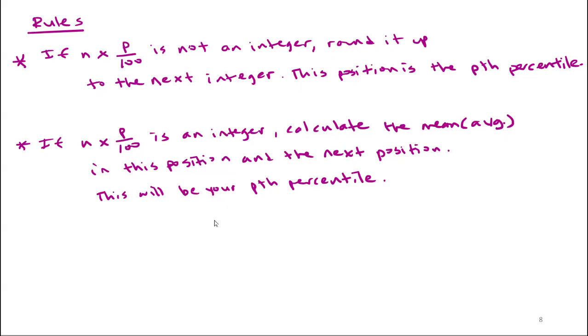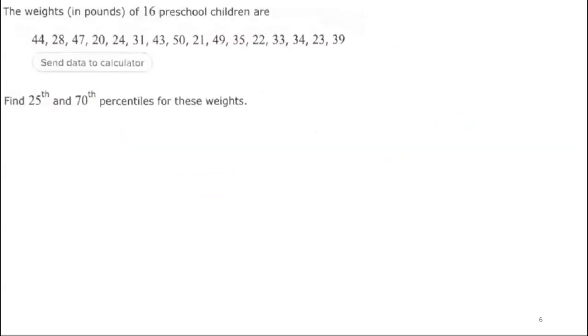All right, so what does that mean? The best way to understand these rules is by doing a problem. So let's go to, I think it's this. Nope. Yep, this is it. All right. It says the weights in pounds of 16 preschool children are listed below. We want to find the 25th and 70th percentiles of these weights. Okay. So the 25th percentile, that's going to be easy.